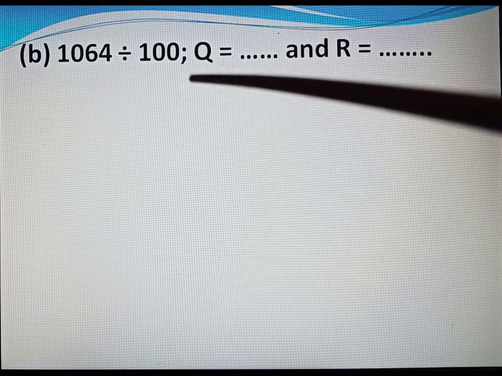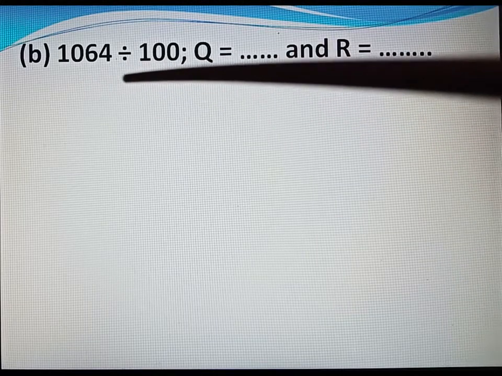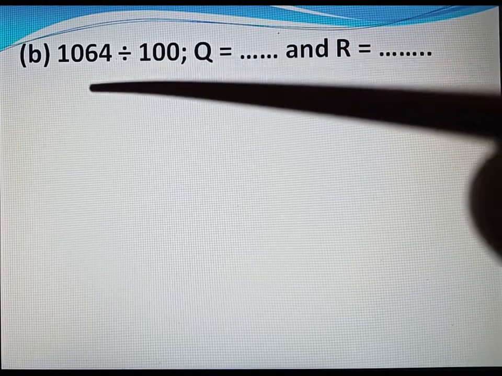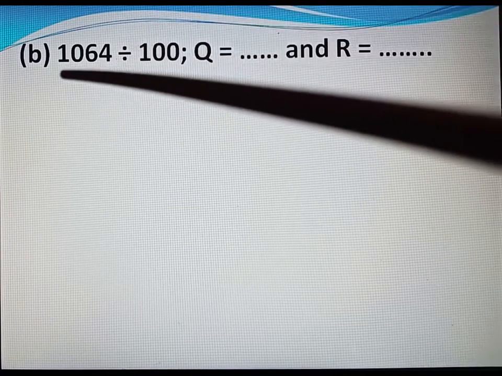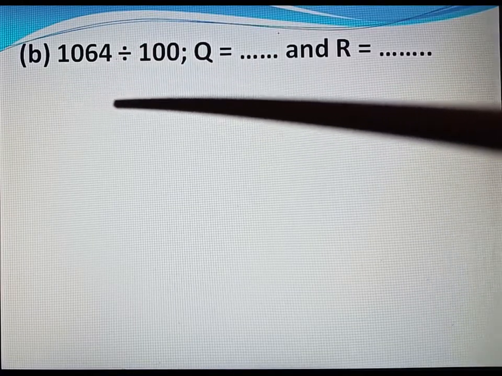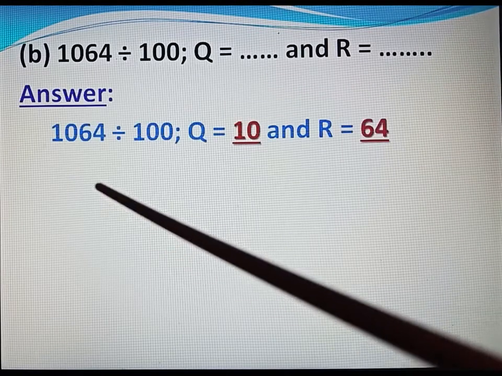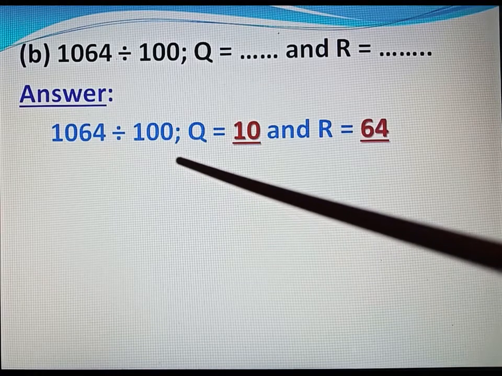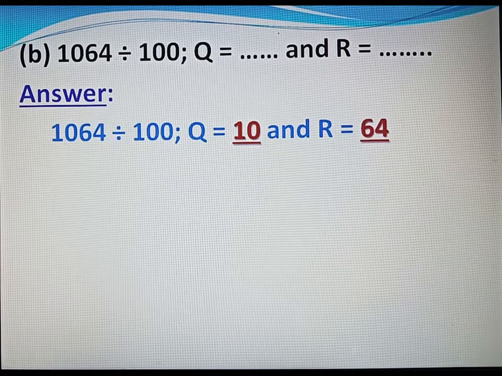See, 100 is the divisor, the number formed by the last two digits in the dividend is 64. So 64 is the remainder, and the number formed by the remaining digits is 10, so 10 is the quotient. Answer: 1064 divided by 100, quotient equals 10 and remainder equals 64.